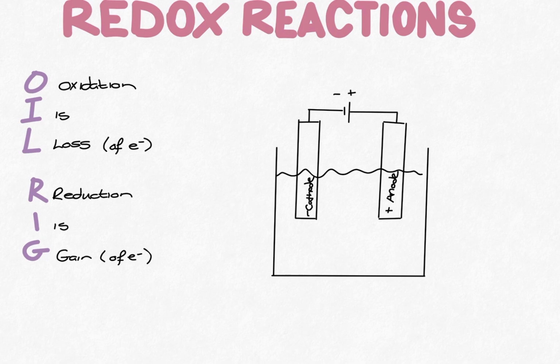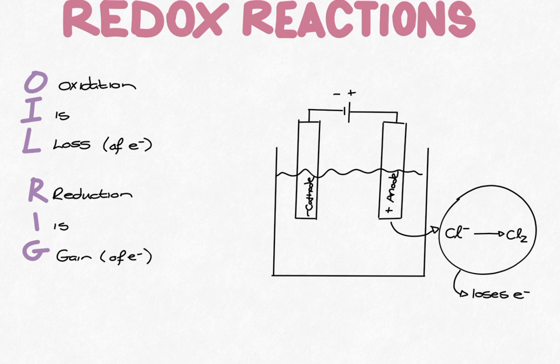Now, at the positive electrode, negative ions would be attracted to it, like for instance chloride. Now, when chloride comes into contact with this electrode, it will lose 2 electrons. That is because 2 chloride ions each lose an electron to become neutral. This will then form chlorine gas. So we can remember that negative ions will lose electrons to become neutral.